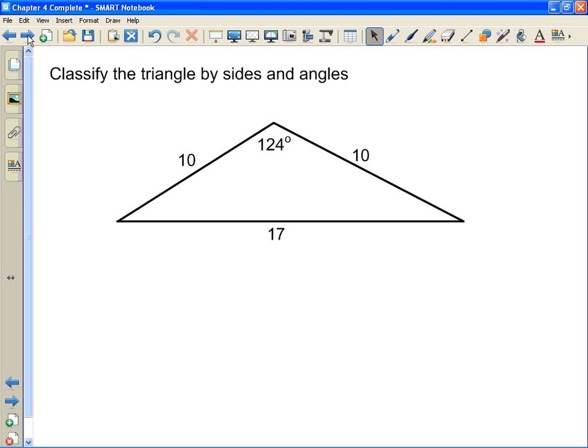So if I look by sides, I have these two sides that are the same, so they're congruent. So by sides, it's isosceles. Okay, spelling's important, so make sure you know how to spell these words. By angles, I can see that I've got one obtuse angle, so it's an obtuse isosceles triangle. It usually sounds better if you put the angle in front of the side definition, so obtuse isosceles.